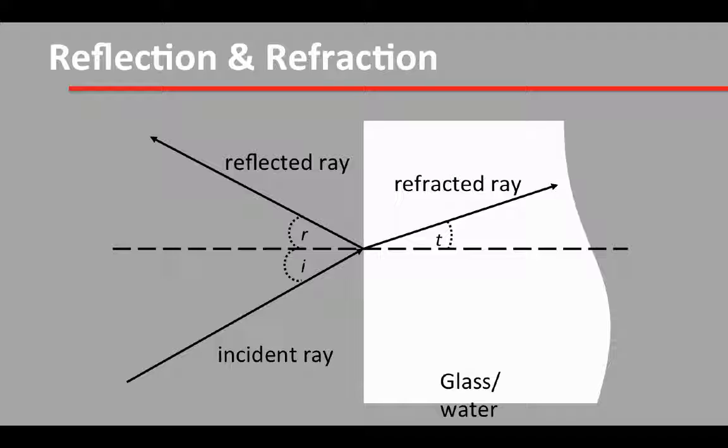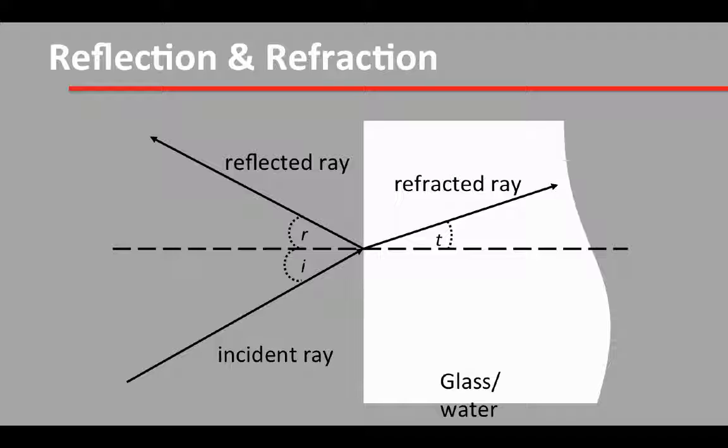You might notice on the left-hand side, we've got the little symbols I and R. So that I symbol is the angle of incidence. And the angle of incidence is that angle between the incident ray and the normal. Above that, we have the little R, and that angle is the angle of reflection, and it's between the reflected ray and the normal also.